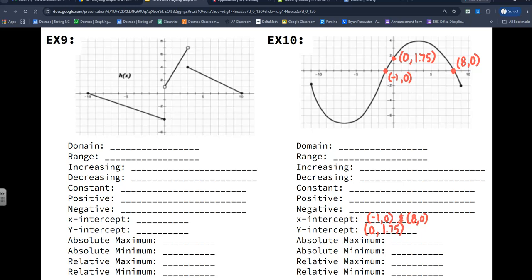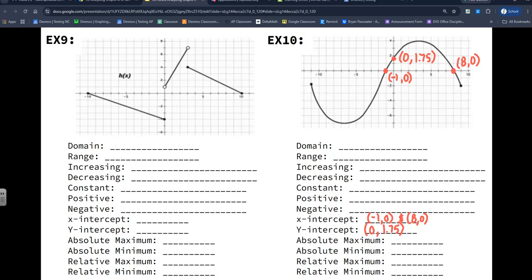Okay. Then they're asking us to do maximums and minimums. So absolute maximum is the very highest point on the graph, right? Where do you think it's at? Okay, at 4. Yes.